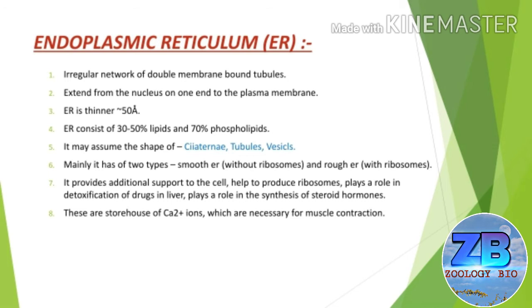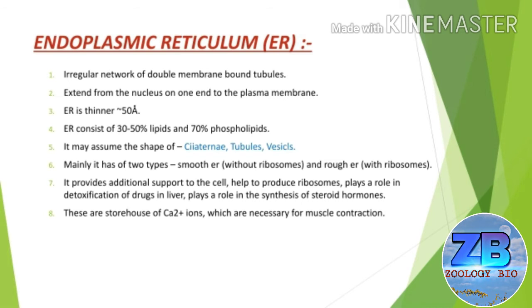And number two, tubules, that is, tube-like structures with 50 to 100 angstrom diameter. They do not have ribosomes at their surface. And the third one is vesicles, which are usually round or ovoid, isolated sacs or beads. They are also free of ribosomes.